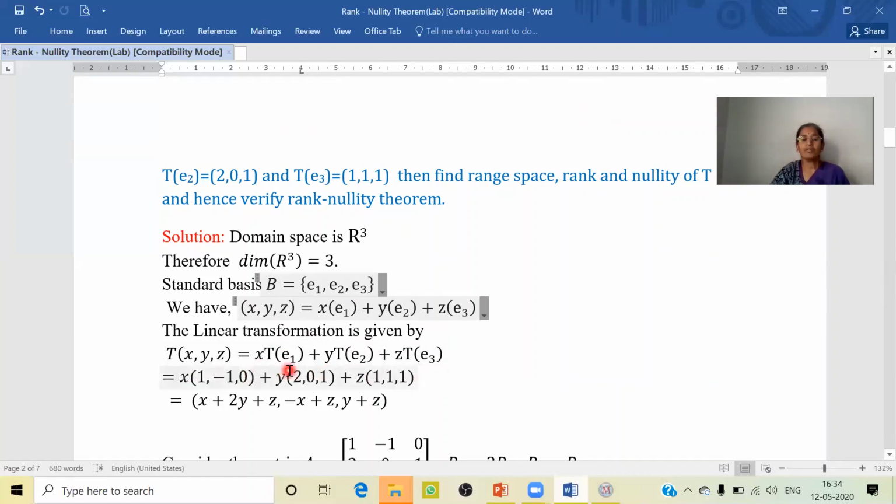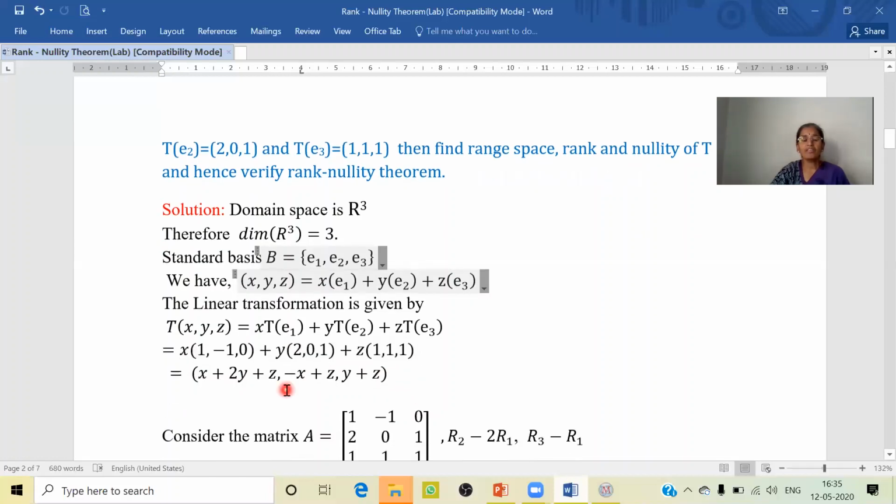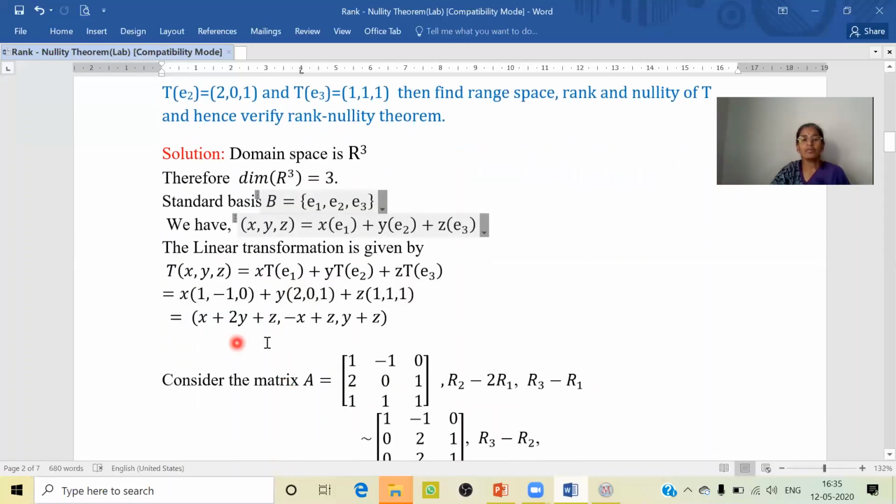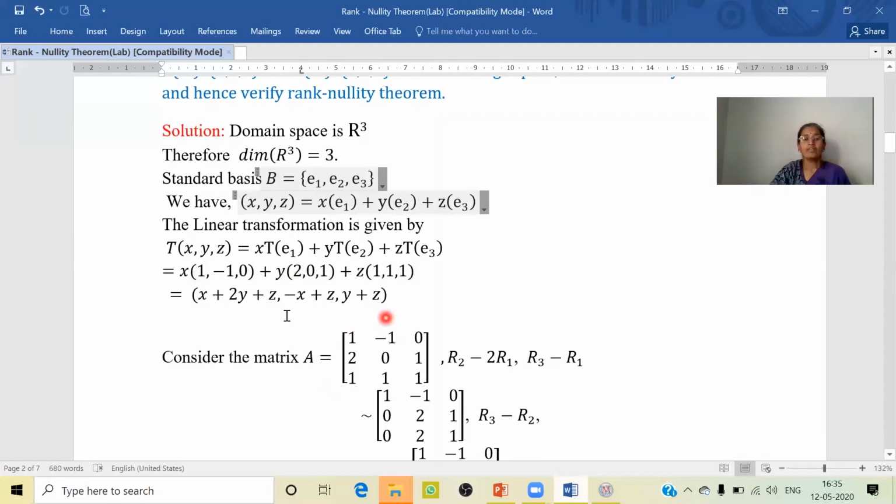Since the images of E1, E2 and E3 are given, let us substitute the values over here. We get x into (1, -1, 0), plus y into (2, 0, 1), plus z into (1, 1, 1). On simplification, we obtain (x + 2y + z, -x + z, y + z). So this will be the required linear transformation.